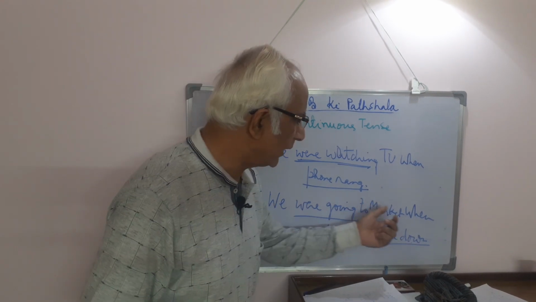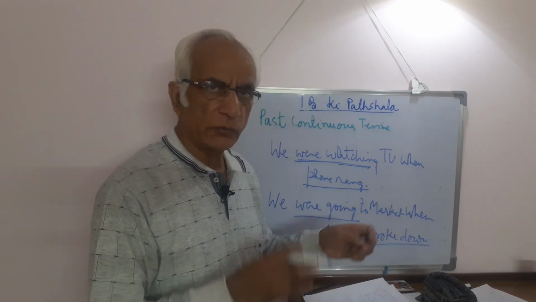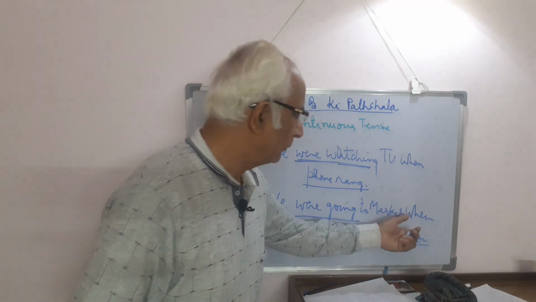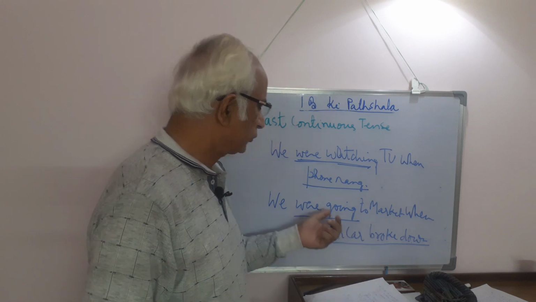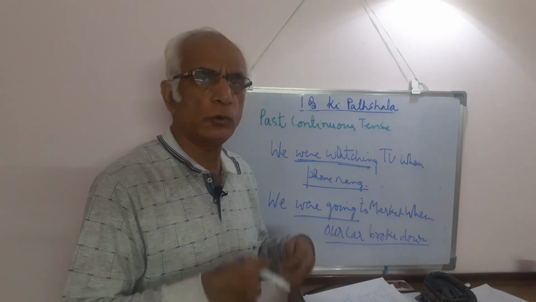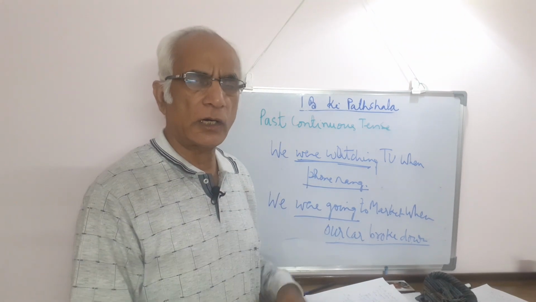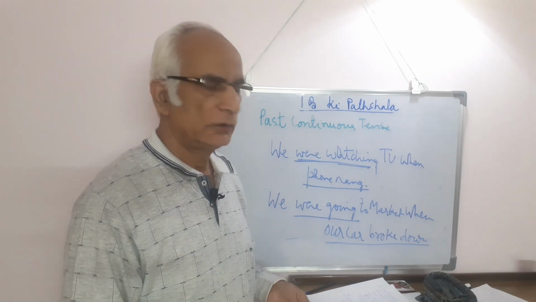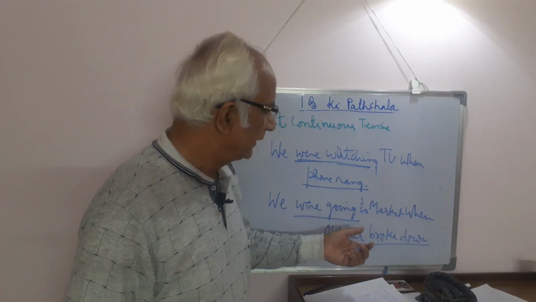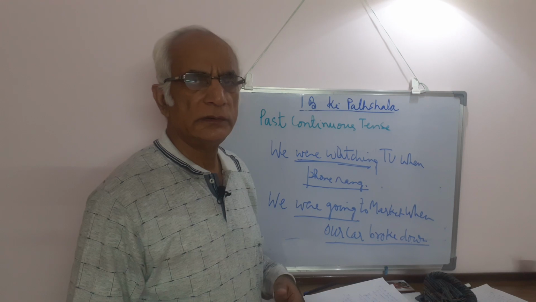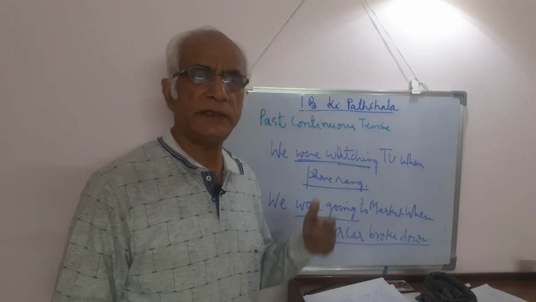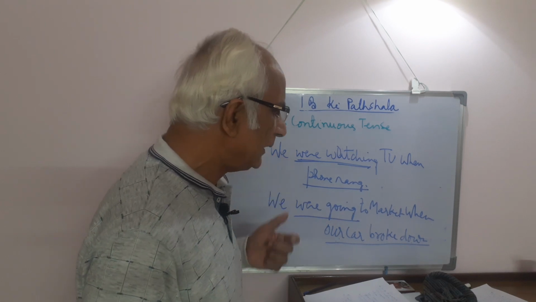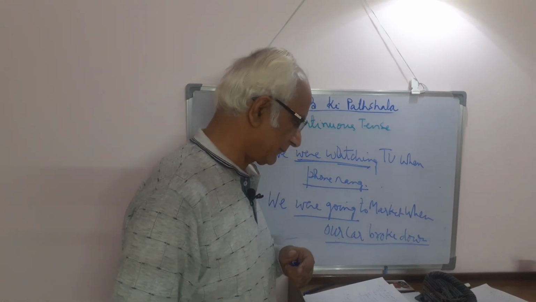We were going to market. And what is the second activity? When our car broke down. This action stopped this action. Now we can't go to the market because our car has broken down. So one activity and the other activity. One activity or one action will stop or interrupt the other action. So we use the past continuous.